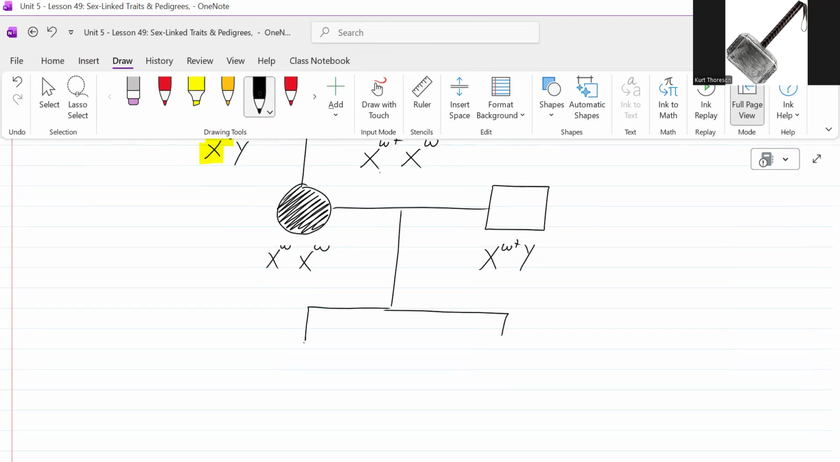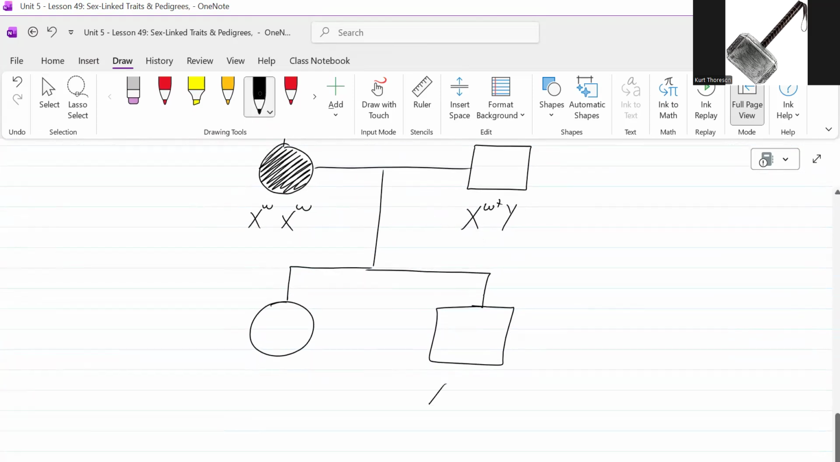What do you got? I have a son and I have a daughter. There they are. Daughter, son. Well, XY, XX. Can you tell me, guys, just by looking at the pedigree, what would the son's genotype be?